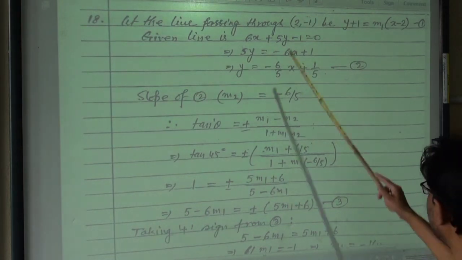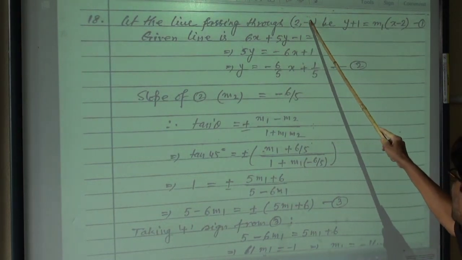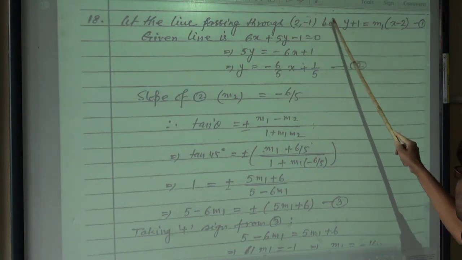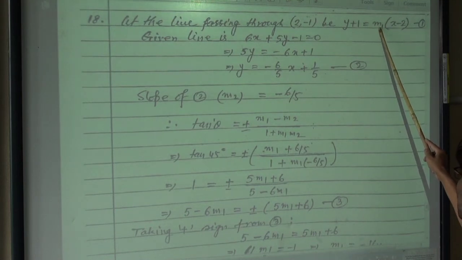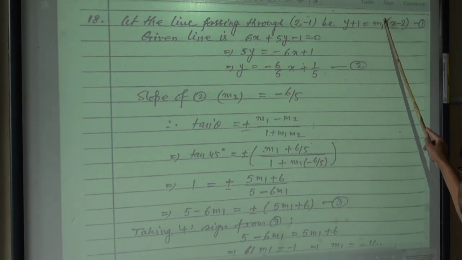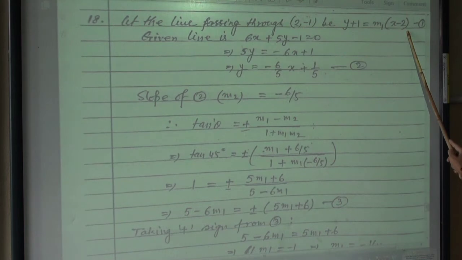I am assuming the line, and the point is given, so in slope point form, y minus (minus plus 1) is equal to m1 into (x minus 2). I am assuming the slope of this line as m1. So in slope point form I have written the equation.